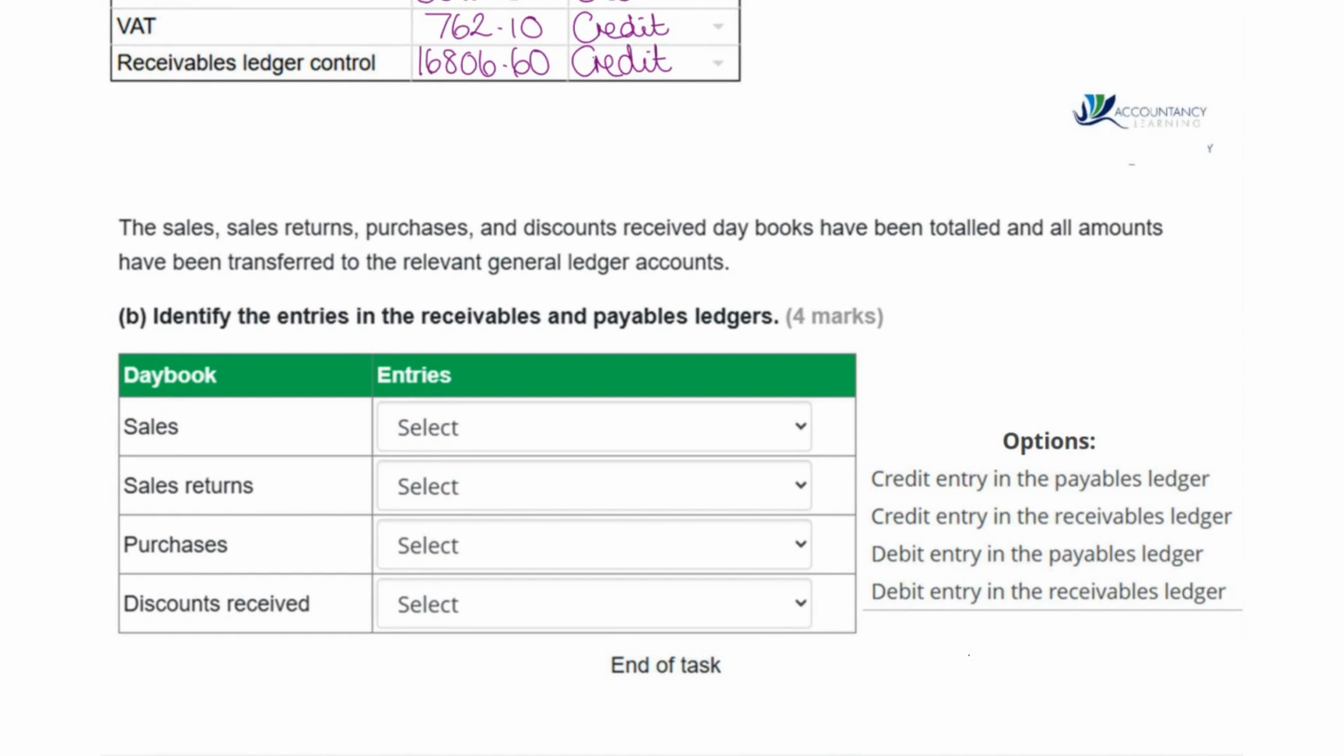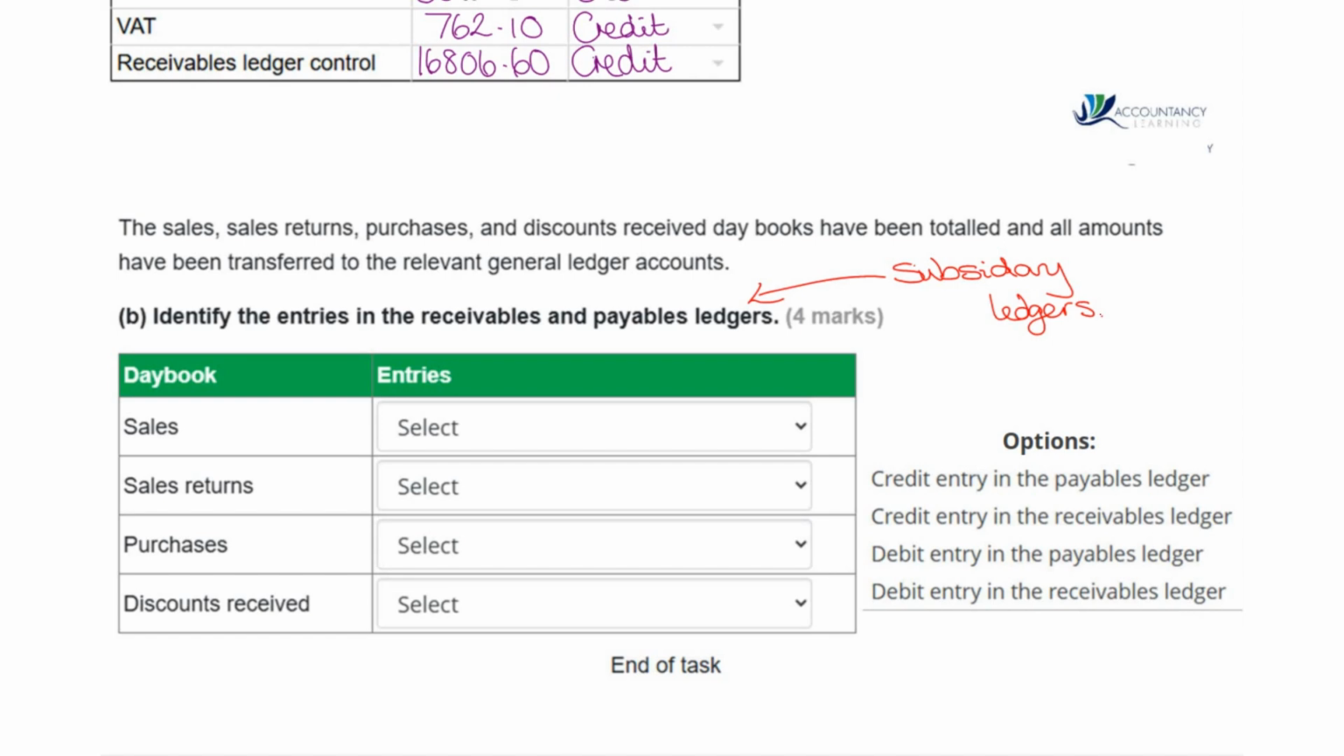The sales returns, purchases and discounts received daybooks have been totalled, and all amounts have been transferred to the relevant general ledger accounts. Identify the entries in the receivables and payables ledger. The important thing to note is that these are our subsidiary ledgers. All the other ledgers have been transferred to.